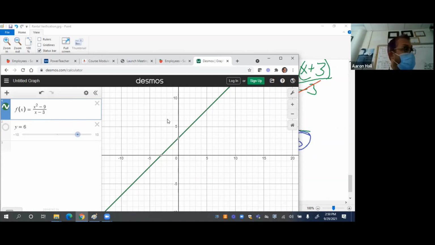So it's Ellie, right? Yeah. So Ellie, when x equals 3, right now we have a hole. So for that single value, to fix the removable discontinuity, when x is 3, y is 6. That takes care of the problem.